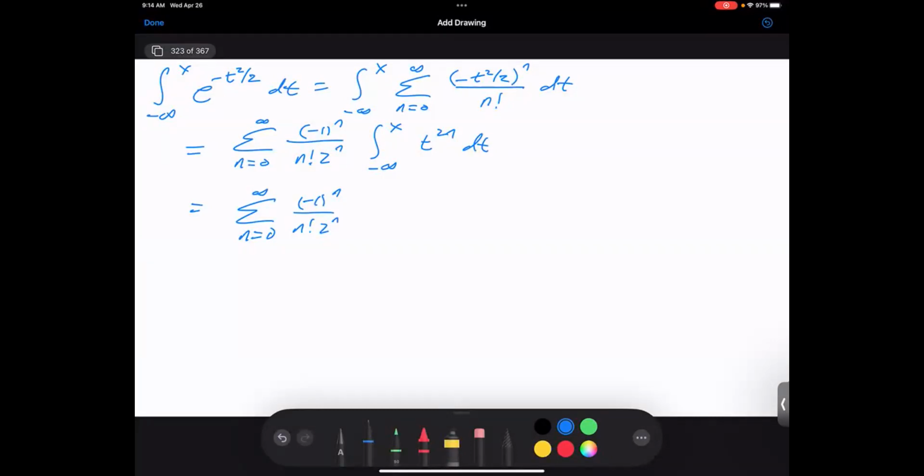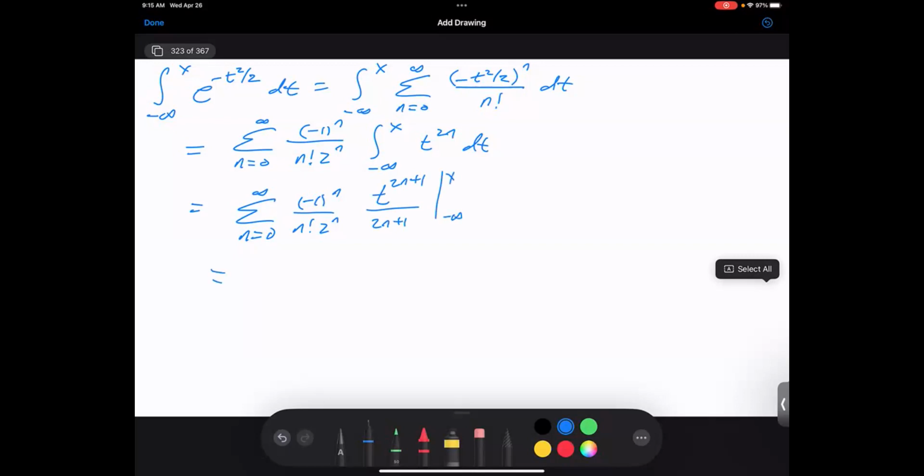T to the 5 over 5. What if I gave you t to the 10? Okay, so what if I give you t to the 2n? T to the 2n plus 1. I increase the exponent by 1. And what do I divide by? 2n plus 1. I evaluate this at x and infinity and negative infinity.